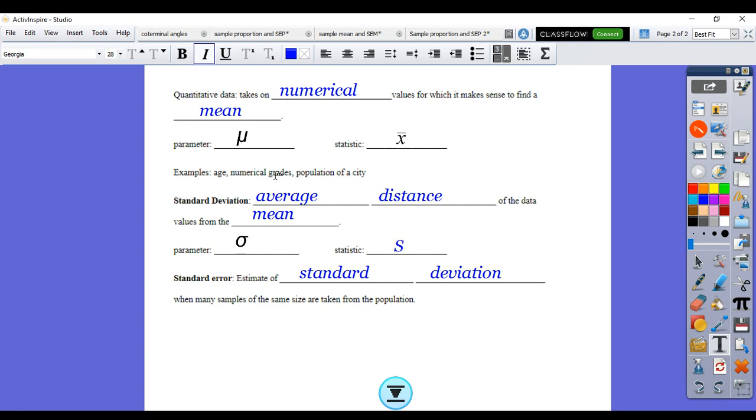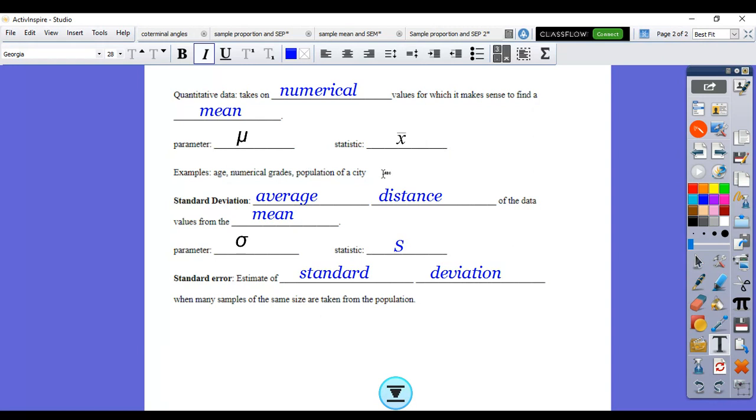So examples of quantitative data would be age of students in a class or something like that. Numerical grades, like not A, B, C, D, but 90, 95, 85, like when you're finding an average. And then population of a city could be another example.